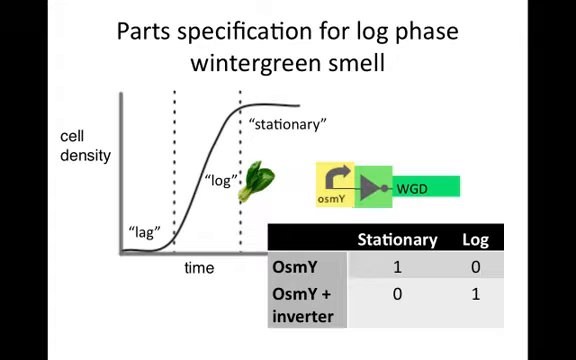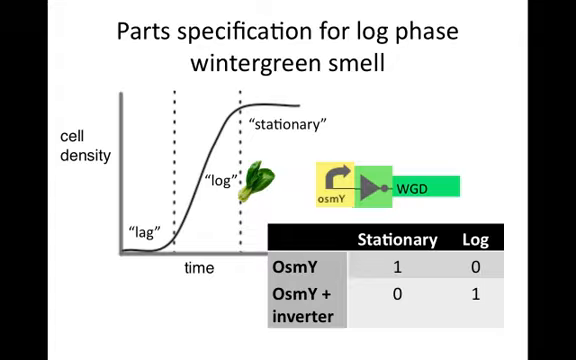And the logic for the genetic inverter is shown at the very bottom right of this slide. The idea is that when the stationary phase is on, the OSMY promoter is on, then a log phase promoter would be off. So if it's a log phase promoter driving the wintergreen generating device, it will turn it off. Whereas if you add the OSMY promoter and an inverter when stationary phase is off, the product will be off in stationary phase and it will be on in the log phase of growth.